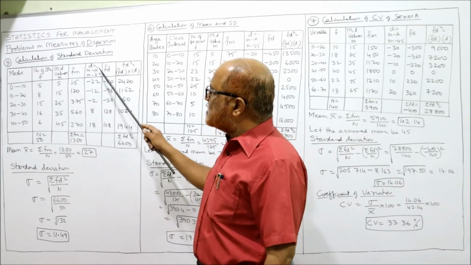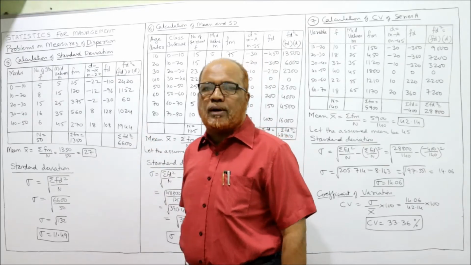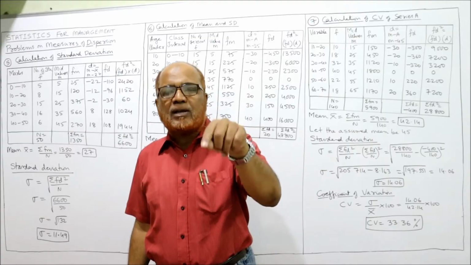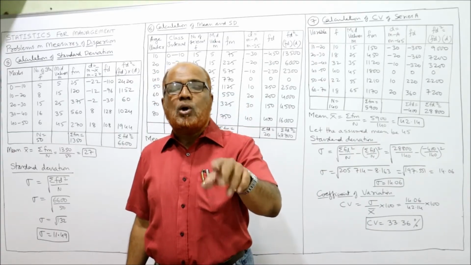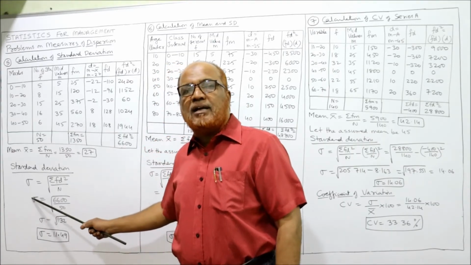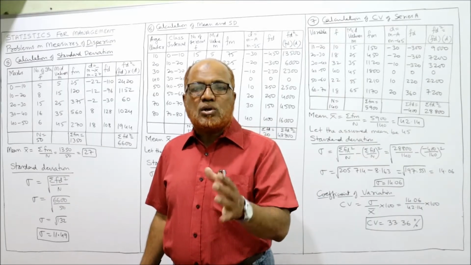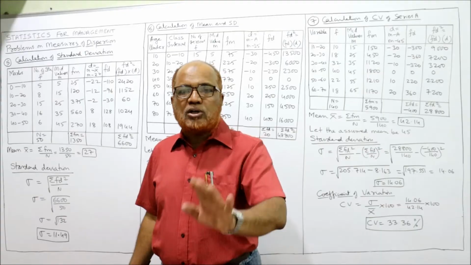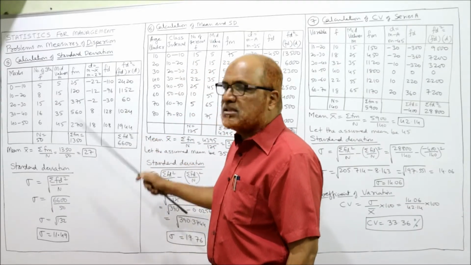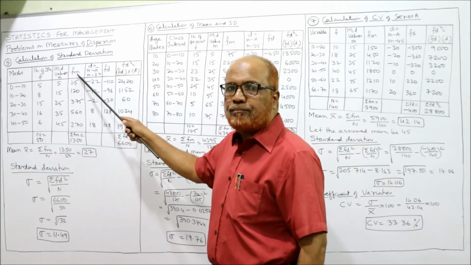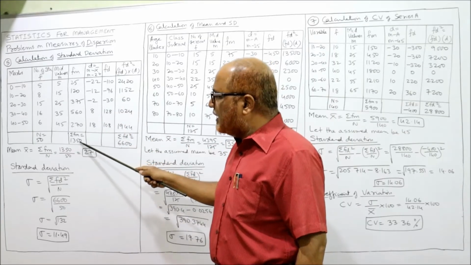And don't make the columns of D, FD, FD square yet, because this will depend on whether deviations are taken from the actual mean or the assumed mean. Only after calculating the mean will we be in a position to decide. So for the time being, you must not draw these last 3 columns. First, draw columns up to FM. So we got the FM value 1350.